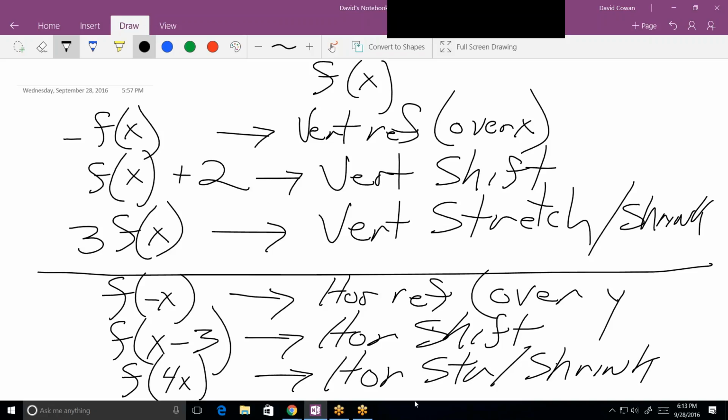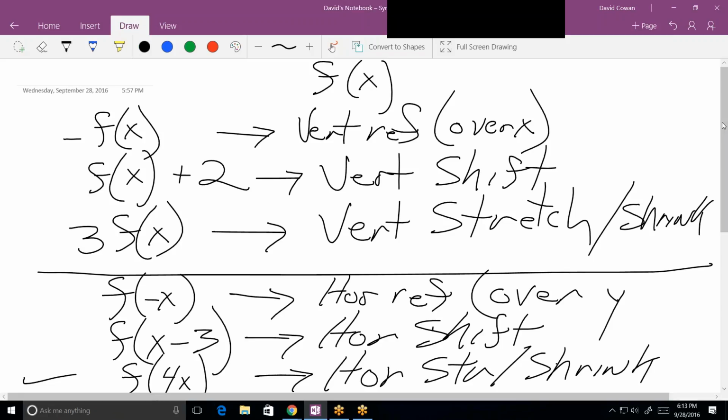And notice that that's different. Vertically, if this number is greater than 1, we have a stretch. Horizontally, if this number is greater than 1, we have a shrink. So they work opposite to one another. Okay? So if I had a function and I wanted f of 4x, I know it's going to shrink by a factor of 4. And what does that mean?